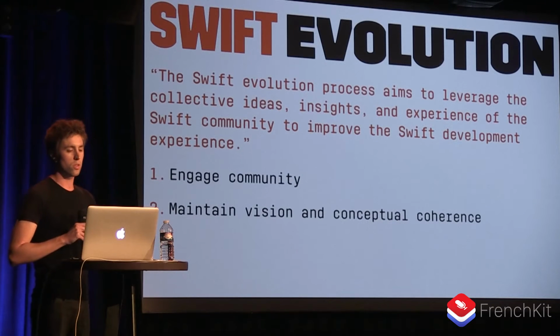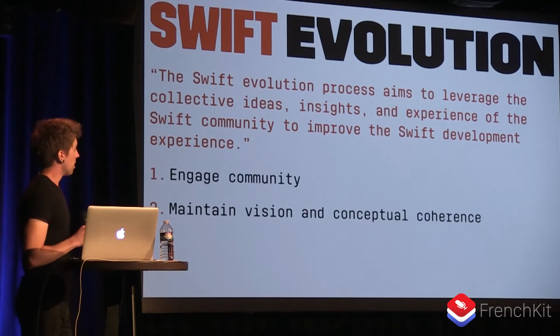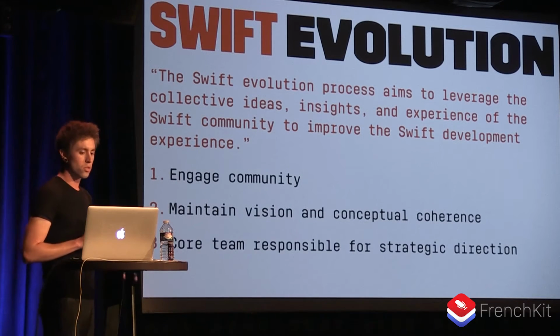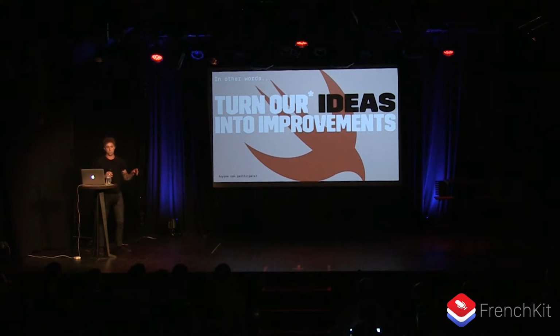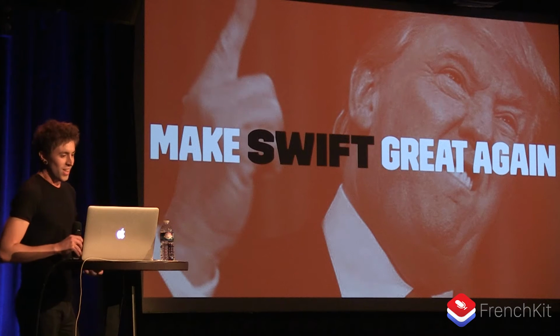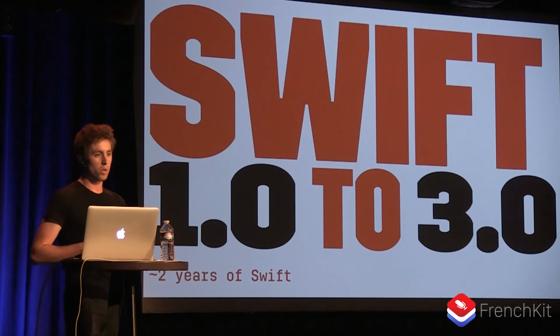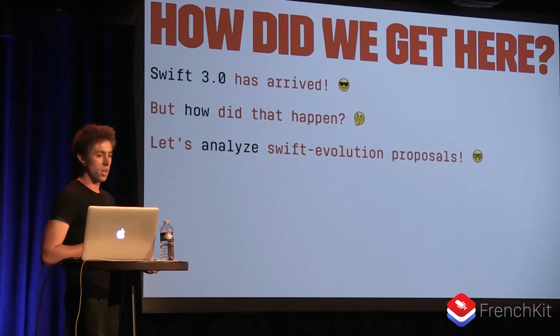The other primary goal of the Swift evolution process is to maintain the vision and conceptual coherence for Swift. We often refer to code as being Swifty or not, and that's really what this is about. And ultimately, the core team is responsible for the strategic direction of Swift. So really what this means is we want to take all of our ideas and turn them into improvements. And anyone can participate in this process to make Swift great again. So we've had Swift for 2 years now. It's only been open source for about 1 year, and 3.0 was released last week. So today we're going to talk about how we got there.